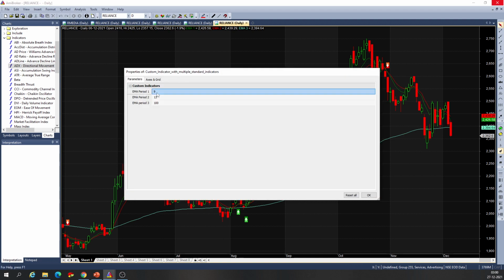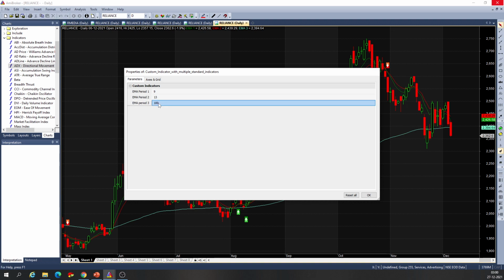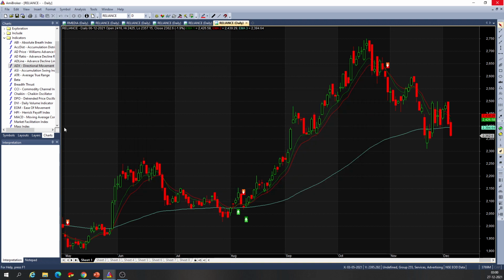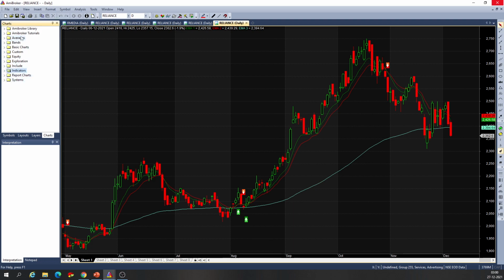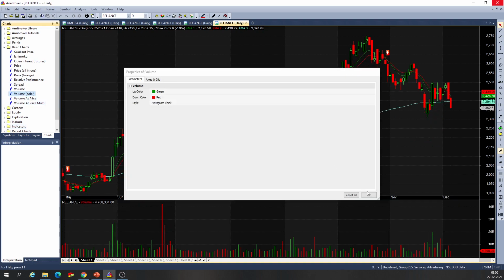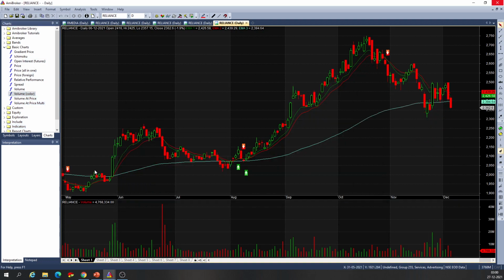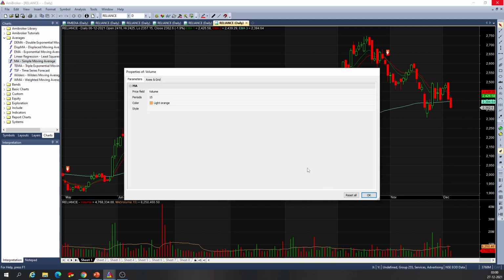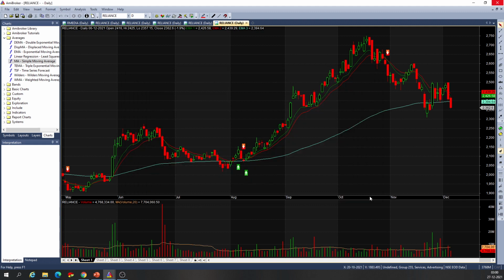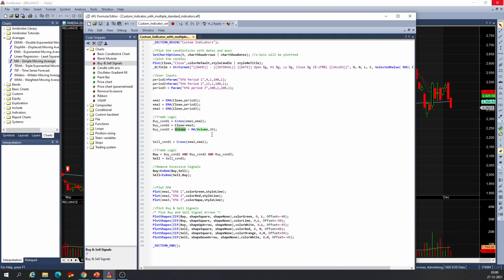But in the parameters you can see we have the 9 period, 13 period and 100 period exponential moving averages. So let's now just plot the volume. So here we have volume color. So this is the volume, and then we will also plot an average, that is a moving average. We'll drag it on top of volume, and we will say it's a 20 period moving average, like how we defined it in the code.